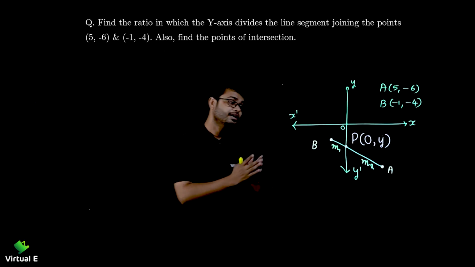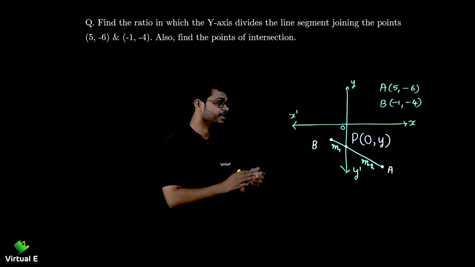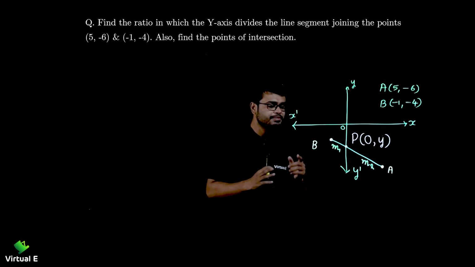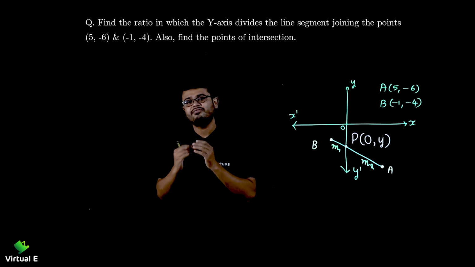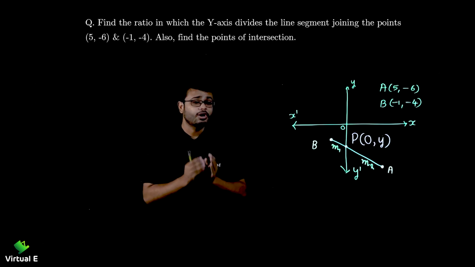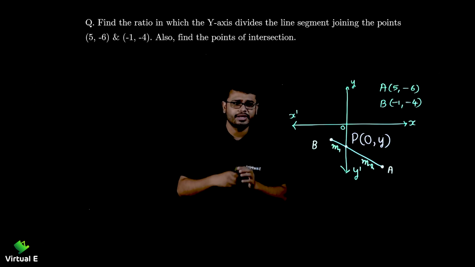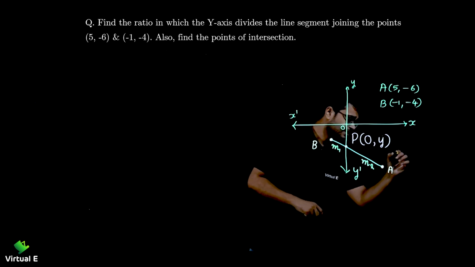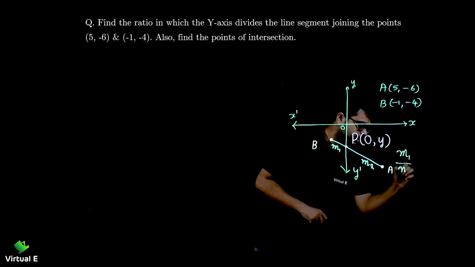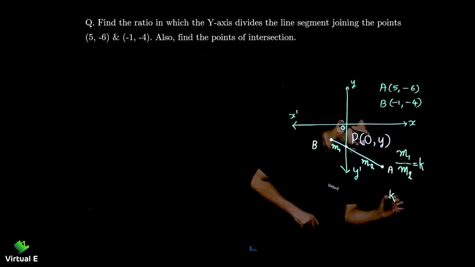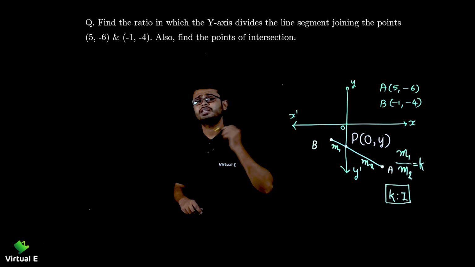Very interesting question. We don't know how to find it so far. No worries. In this question, I'm going to use the k formula. It is very simple. We discussed in a previous session the m1 by m2 formula, or k formula. While you find the ratio, always prefer the k formula. It is easy to get the answers quickly. Now here, let's write m1 by m2 is equal to k, and the ratio will be k by 1. This will be my ratio if I get the answer in the form of k.